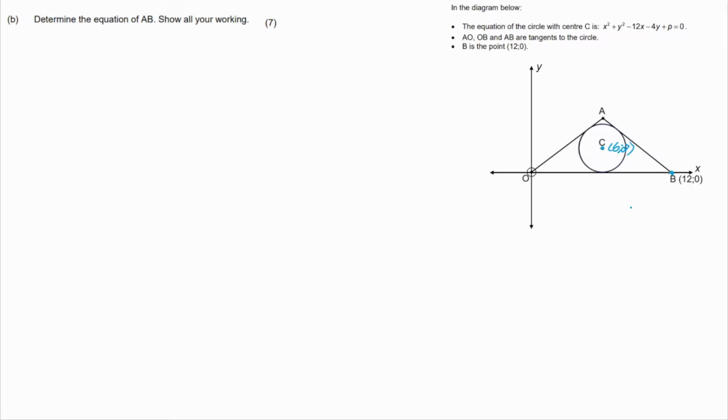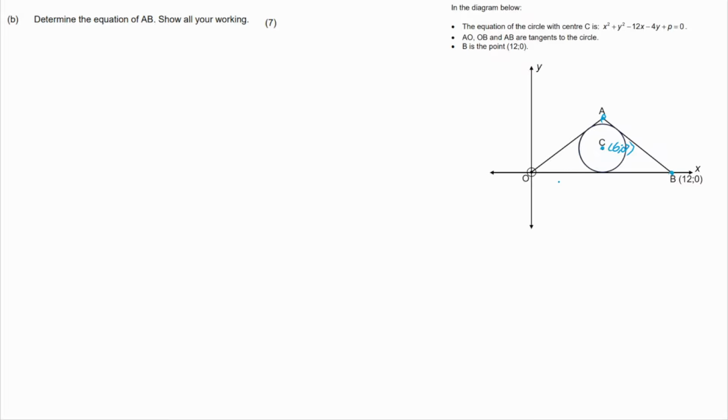Okay. Now they say determine the equation of AB. Show all your working. So we need to find the equation of the straight line. To remember, to find the equation of a straight line, we need a gradient and a point. So we have a point on the line. It's B. B is (12, 0). The thing is, we need to now find the gradient of AB.